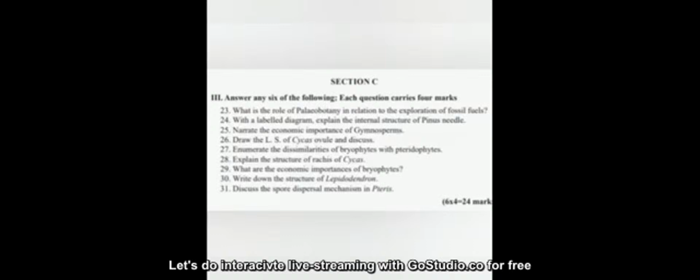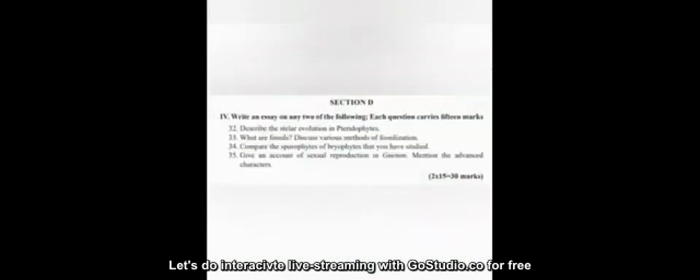27. Enumerate the dissimilarities of bryophytes with pteridophytes. 28. Explain the structure of roots of Cycas. 29. What are the economic importances of bryophytes? 30. Write down the structure of Lepidodendron. 31. Discuss the spore dispersal mechanism in Pteris. Now you get 24 marks by attending 6 questions of the 9 given.